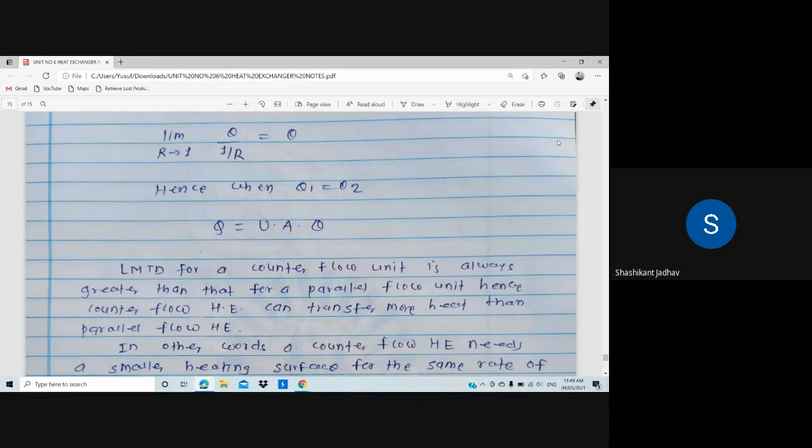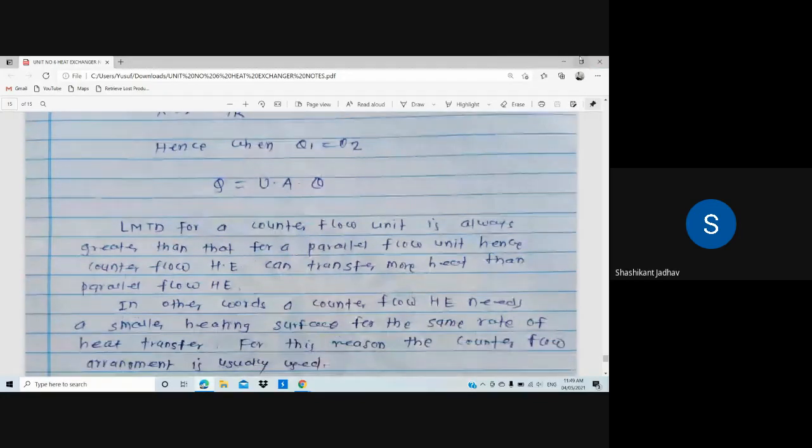heat exchanger needs a smaller heating surface for the same rate of heat transfer.